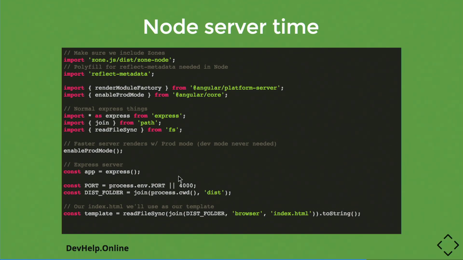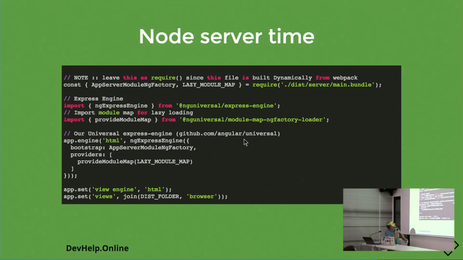Then basically, we're including Express. You might as well enable prod mode all the time for server renders because there really is no just-in-time compilation. You can debug it, but you don't get the benefits of it. This will just make it faster. And then we start an Express app. Right here we're grabbing the index HTML file. In this case, like in the CLI, it has that blank index HTML.